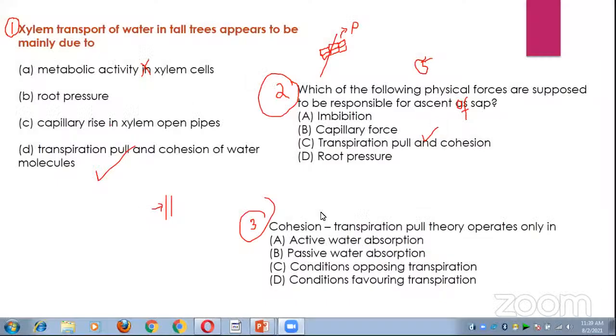Okay, sorry for that. So I was still telling you, Abe, that if you want to understand root pressure, you need to understand the transverse section of the root of the dicot. There you'll be able to understand.